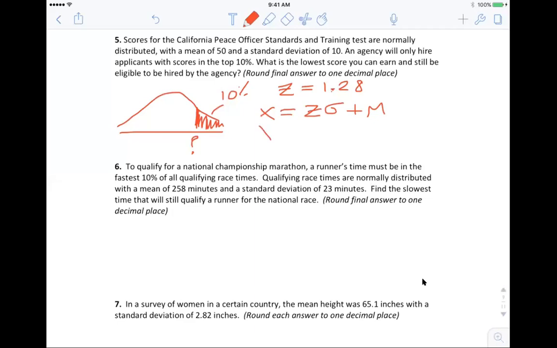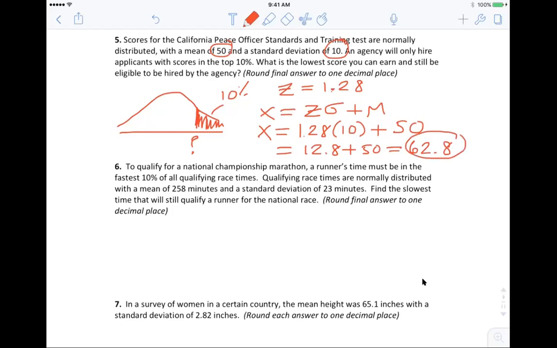So if I plug in these numbers, the z is 1.28. The sigma was 10, that's the standard deviation, and the mean 50. And if I calculate that, I'll get my final answer. So that's going to be 12.8 plus 50 is 62.8. And we're done. So the lowest score to be in that top 10% is 62.8. Cool. Let's try another one.